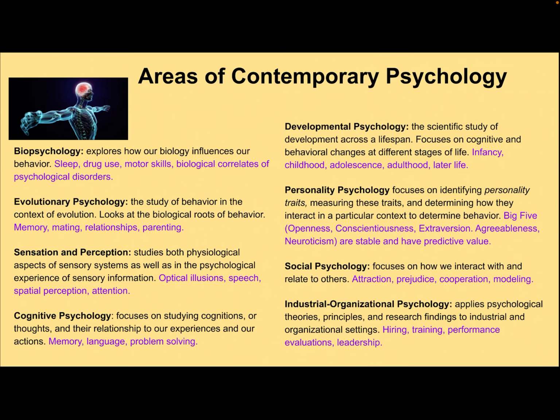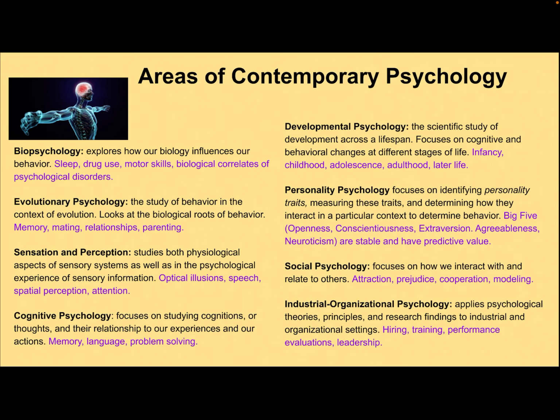Sensation and perception studies both the physiological aspects of your sensory systems, as well as the psychological experience of receiving that sensory information. So remember, your sensory means your 5 senses, right? So the actual physiological way that you see something or hear something, as well as the psychological way that you experience that information being sent to your brain. Some things that are studied in this discipline include optical illusions, speech, spatial perception, and attention, plus lots more.